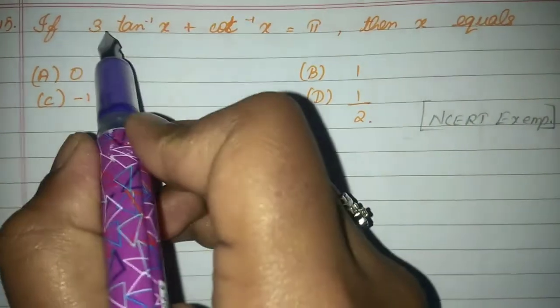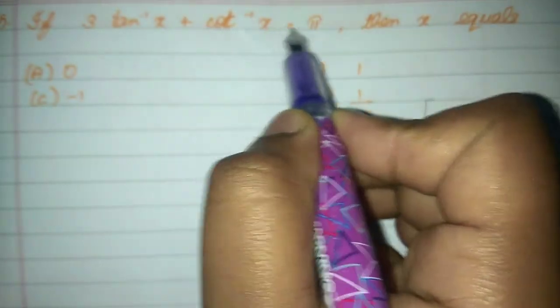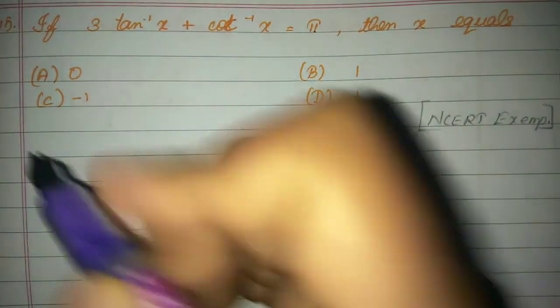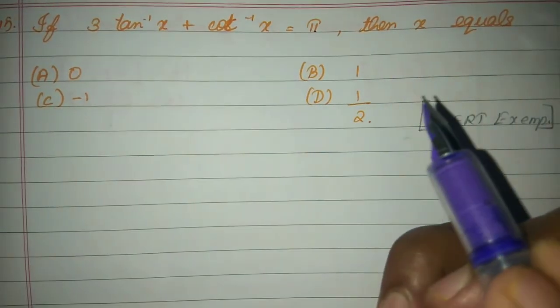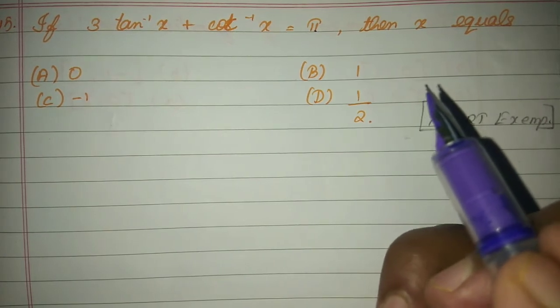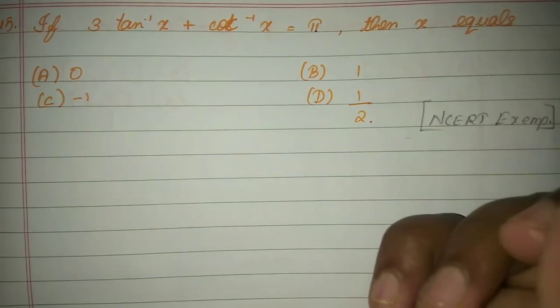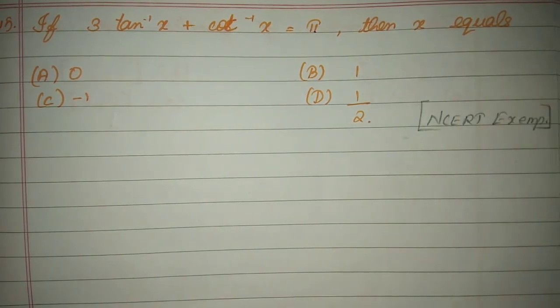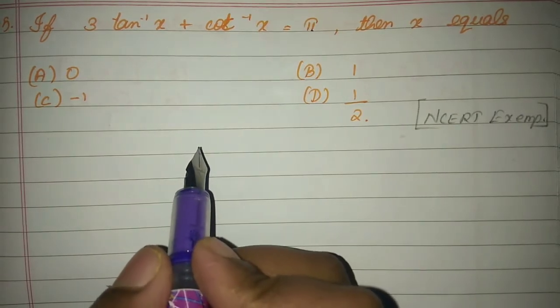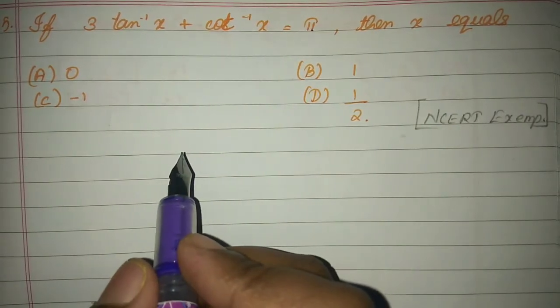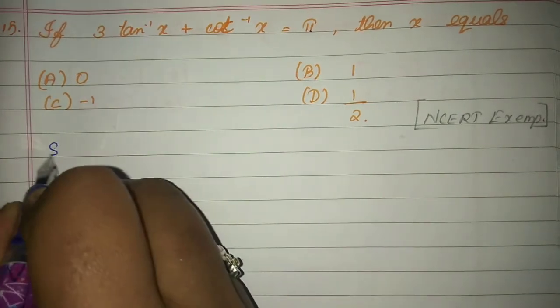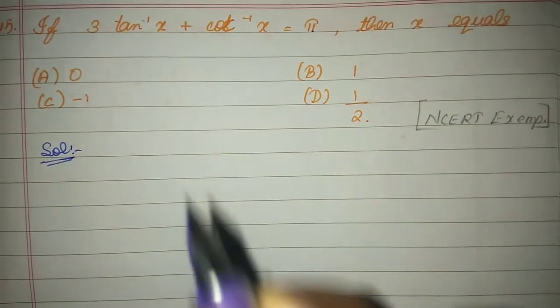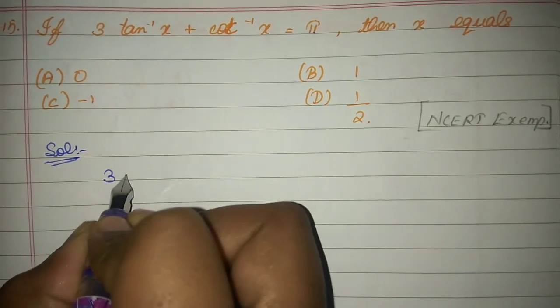Question 15. If 3 tan inverse of x plus cot inverse x is equal to pi, then x is equal to: option A 0, option B 1, option C minus 1, option D 1 by 2. So you can expect such questions because this type of question is repeatedly asked in boards as well as in all the sample papers. So you have to concentrate on such types of sums. This type of sum is very easy as well as a little tricky. So listen to it carefully.